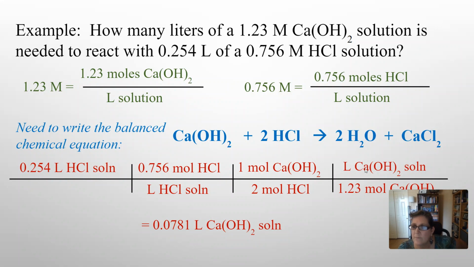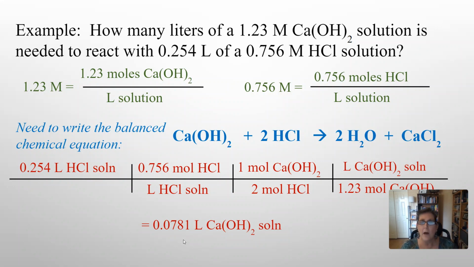Then our last conversion factor, we're going to use the molarity of the calcium hydroxide, but we're going to put it upside down because we need moles to cancel out. So we need the 1.23 moles of calcium hydroxide on the bottom. 1 liter of calcium hydroxide is on top. Moles of calcium hydroxide cancel out. We're left with liters. The question was how many liters?